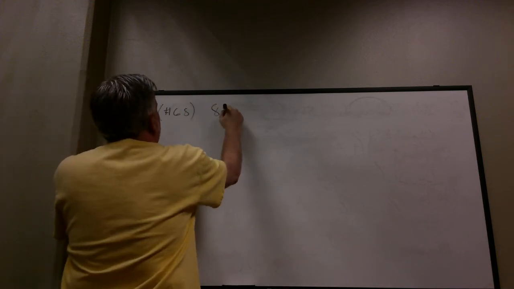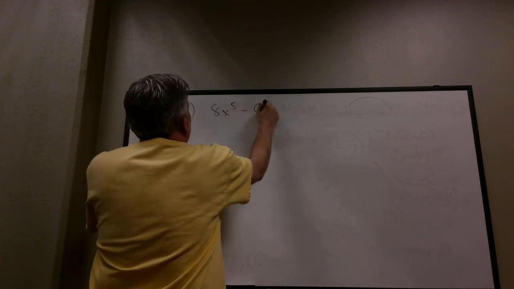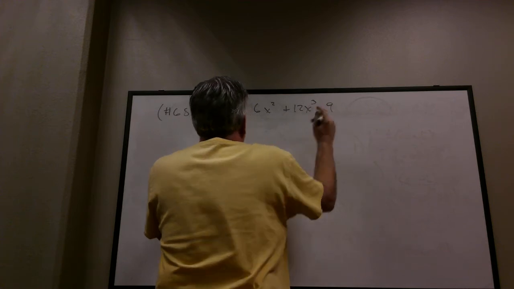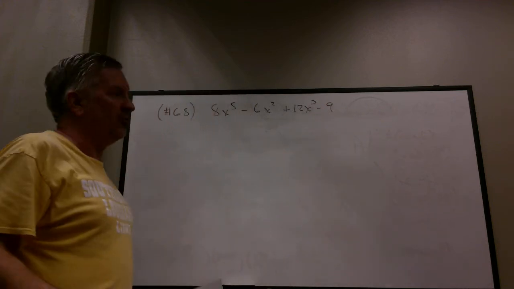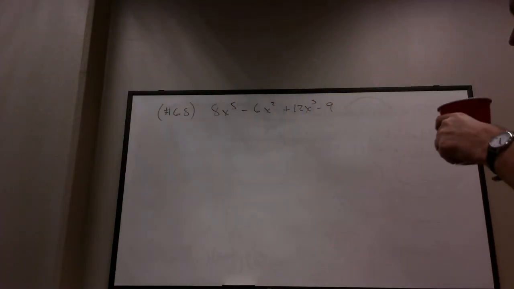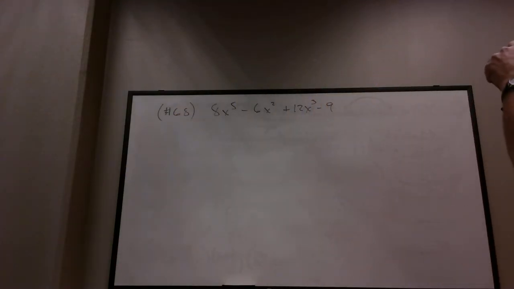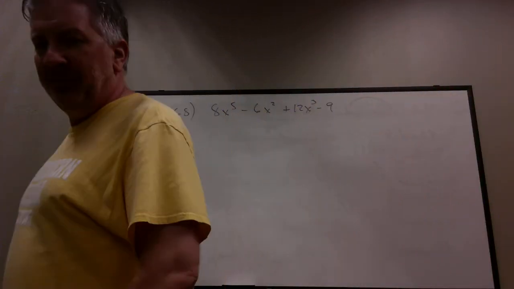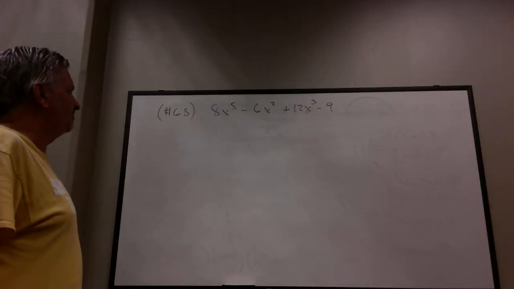Now this next one, when I put a number in parentheses like that, that means I've copied the problem out of the homework set. It says 8x to the 5th minus 6x squared plus 12x cubed minus 9, and it says factor by grouping. I've added in parentheses, do two different ways. So we'll do this twice, so make sure you draw a line in the middle of the page.